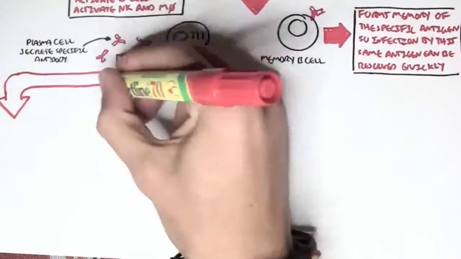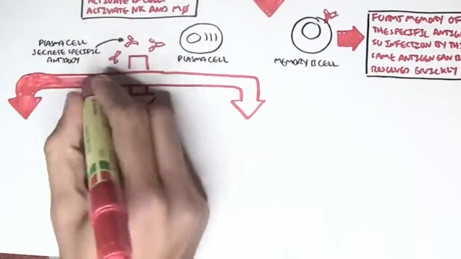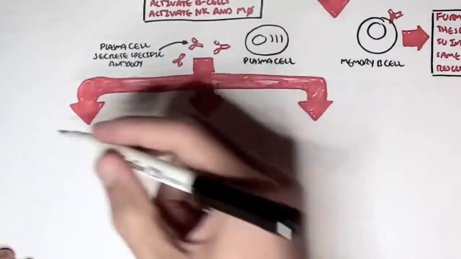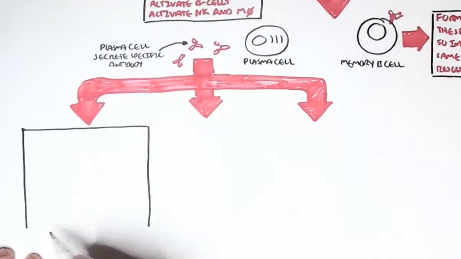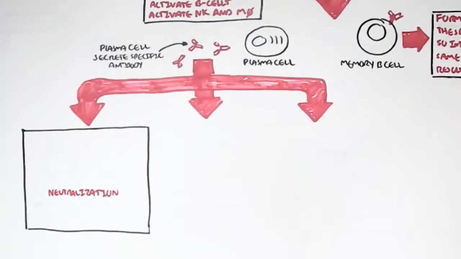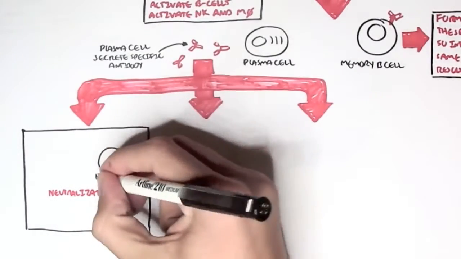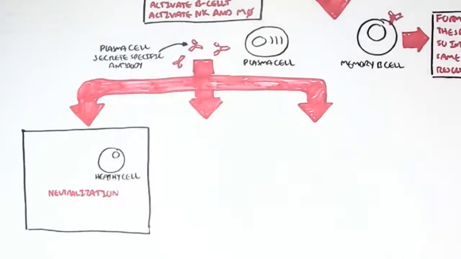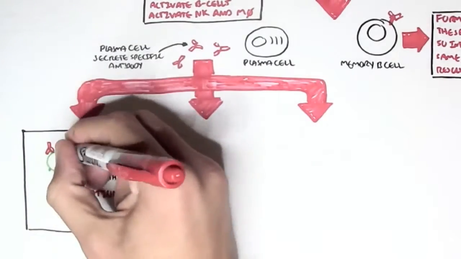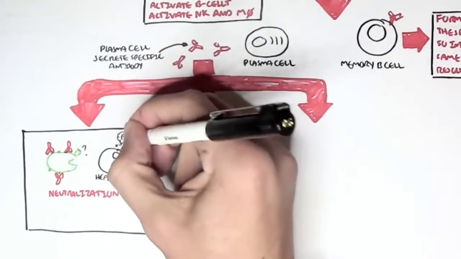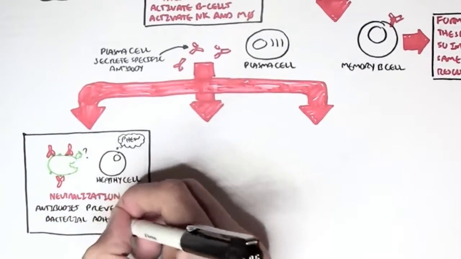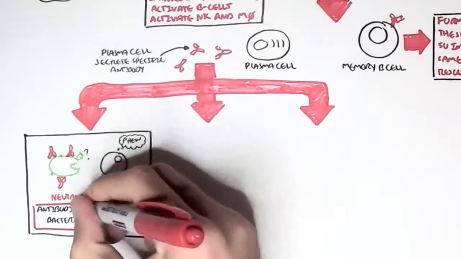So what do these antibodies do that are secreted by the plasma cells, for example? Well, these specific antibodies that recognize these specific antigens can do three main things. First of all, they can neutralize a pathogen. So for example, if here was a healthy cell and here was a bacteria that is about to kill it, antibodies can bind onto the antigen of this pathogen and essentially neutralize it. So it prevents bacterial adhesion.